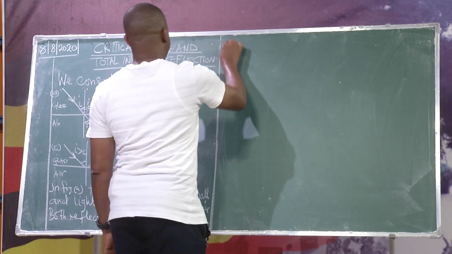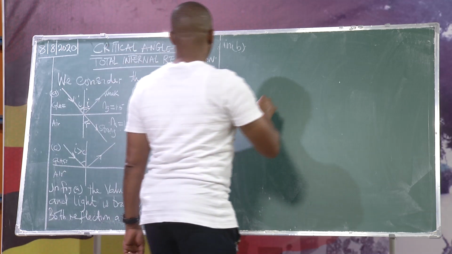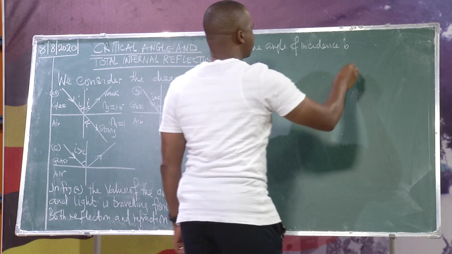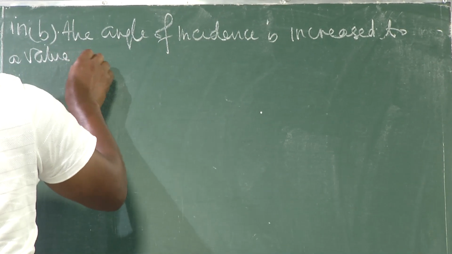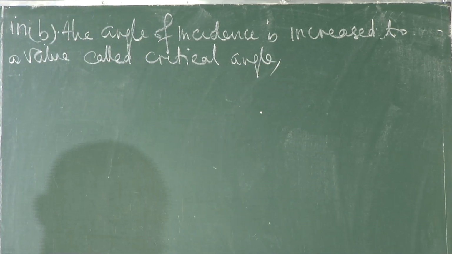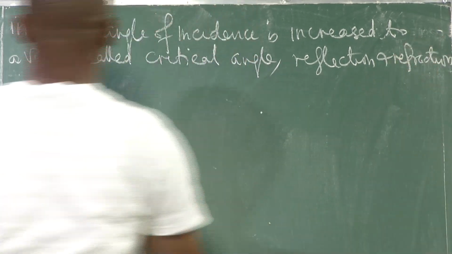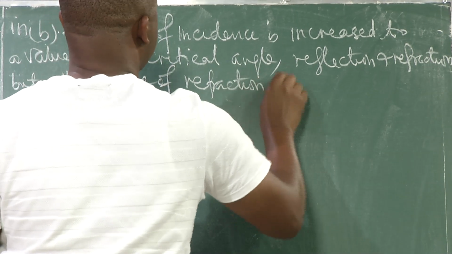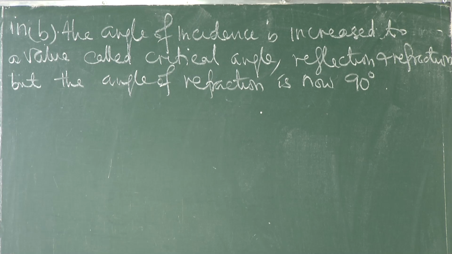In figure B, the angle of incidence is further increased to reach an angle that we call the critical angle. We have a weak refracted ray. Reflection and refraction still occur. But importantly, the angle of refraction is now 90 degrees, as we can see. The angle that the refracted ray makes with the normal is now 90.